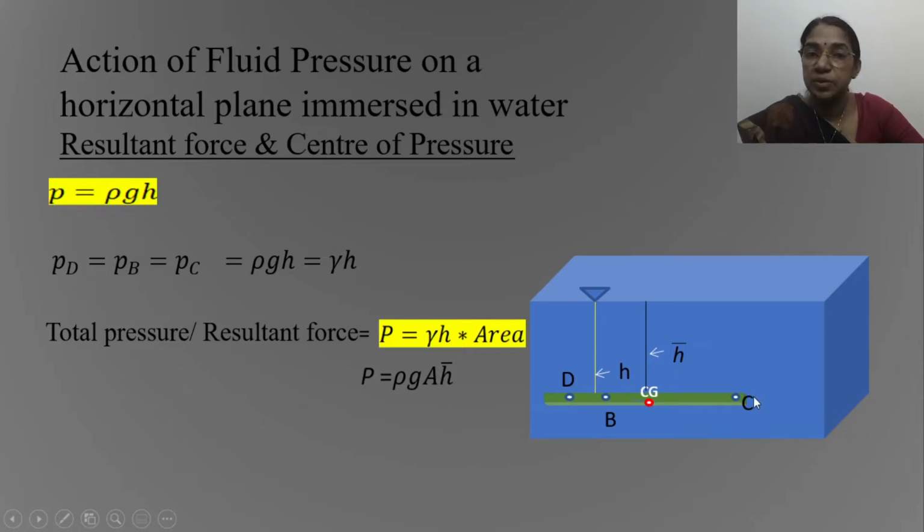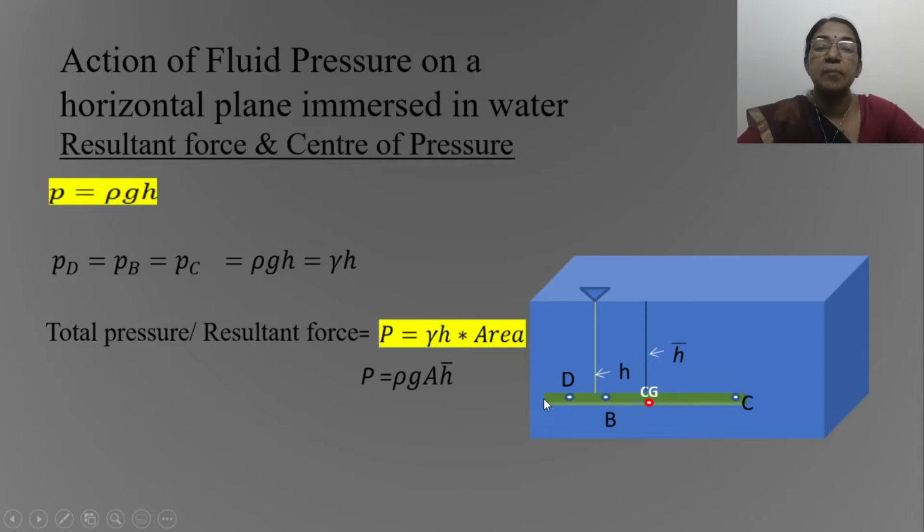Since this plane is horizontal and the pressure at every point in this horizontal plane is the same, we can write the expression for total pressure as P equal to rho g into A into h bar, where h bar is the center of gravity of this plane with respect to the free surface.